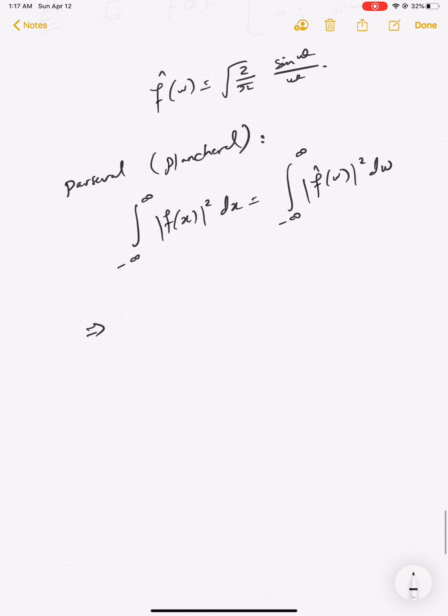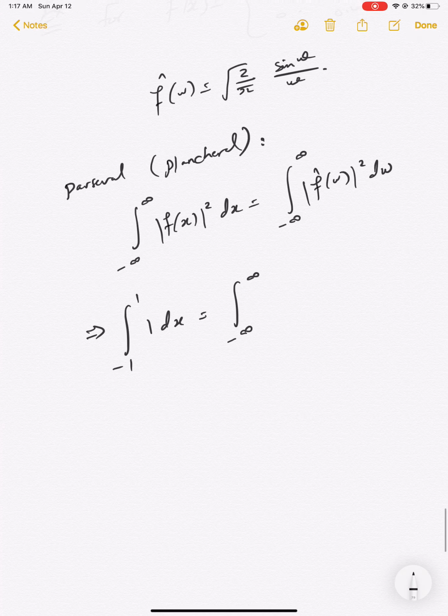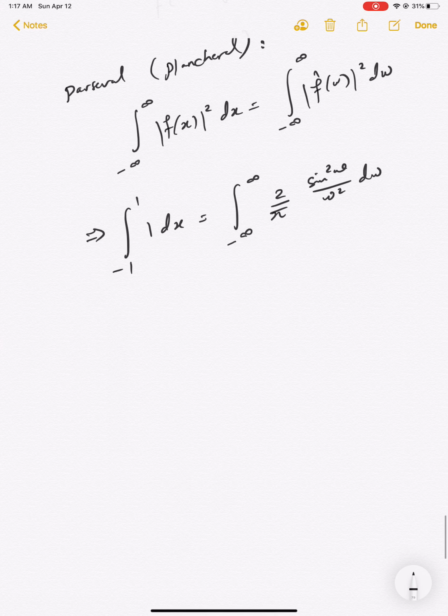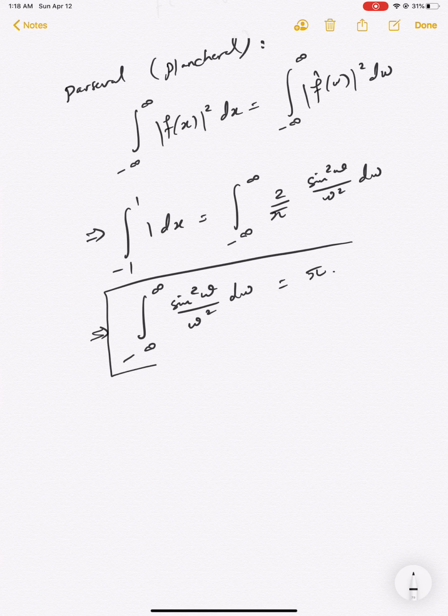So basically the left integral, the integral from negative 1 to 1, is equal to the integral from negative infinity to infinity. If you square the Fourier transform, you get 2 over pi sine square omega over omega square d omega. Now what's the integral on the left? It's 2. So if you cross multiply, you get the integral from negative infinity to infinity of sine square omega over omega square d omega. What is that? It's equal to pi. Very nice.